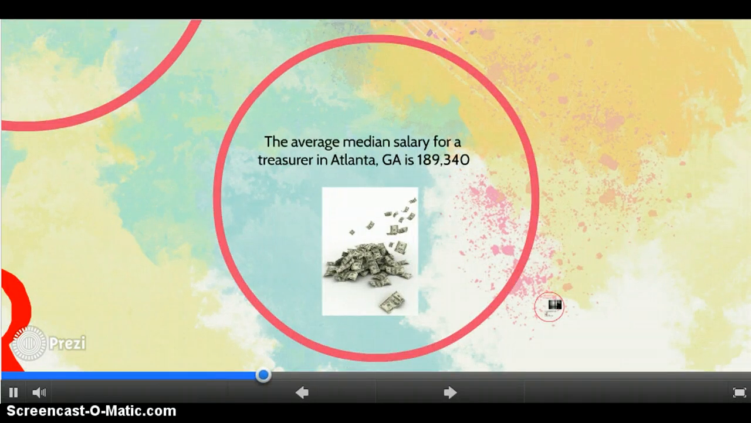The average median salary of a treasurer in Atlanta, Georgia is $189,340.